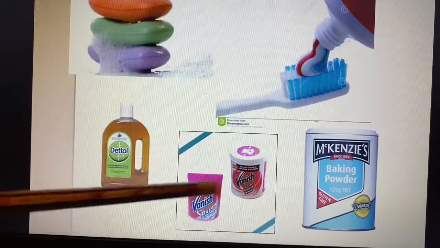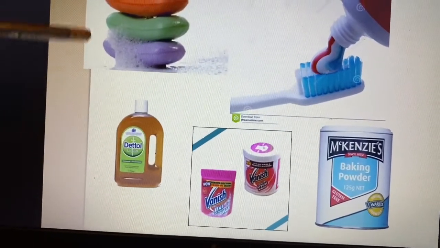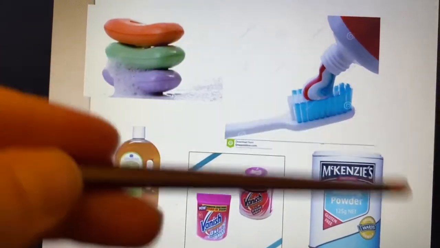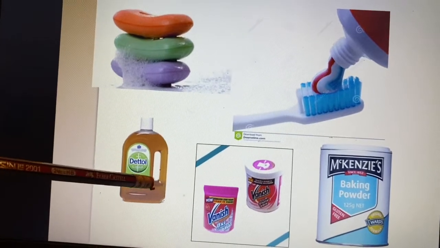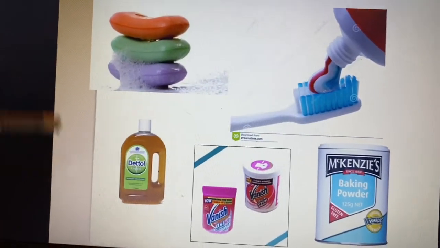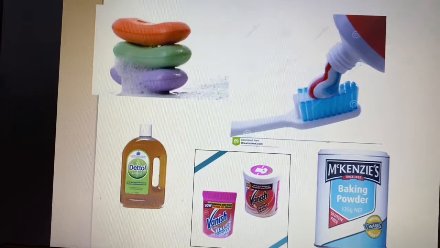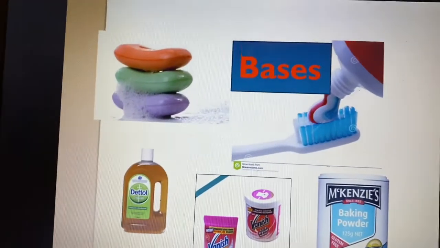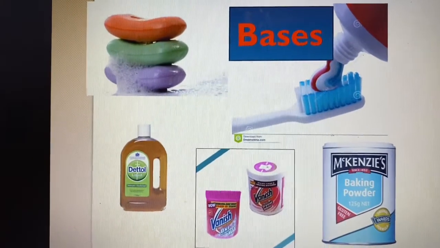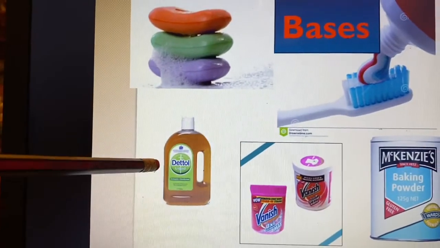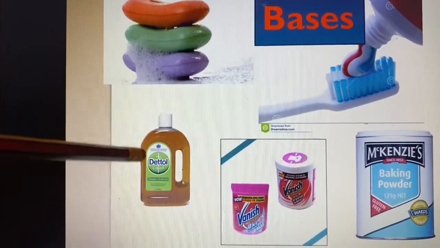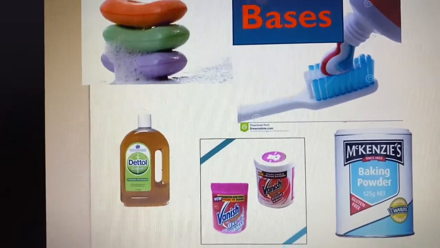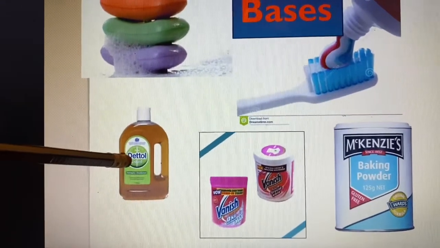Okay, as you can see also we have all these detergents we have at home, the Dettol, all of them are made up from bases. And we will find out, especially for Dettol, why is it called like this and what is the functional group that Dettol contains.